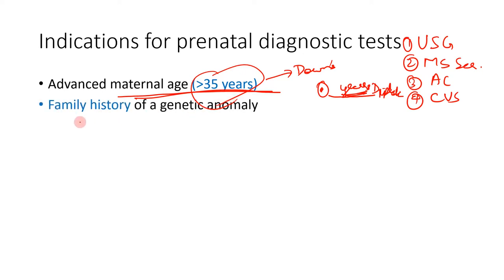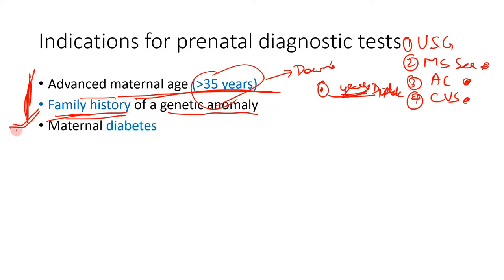Next is a family history of genetic anomaly. Very important: advanced maternal age and a family history. The family history can be a sibling with a genetic anomaly, or one of the parents has a genetic anomaly, and both the parents are concerned about whether the child will have that. So these two are very common indications for doing a prenatal diagnostic test, most importantly, for example, amniocentesis or chorionic villous sampling or maternal serum screening.